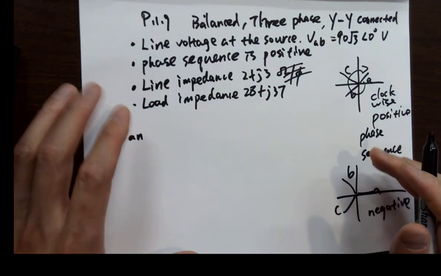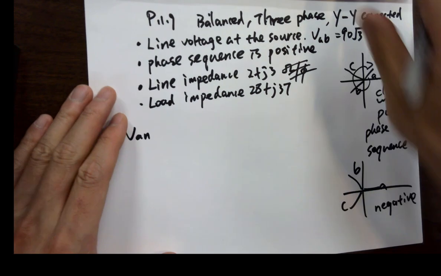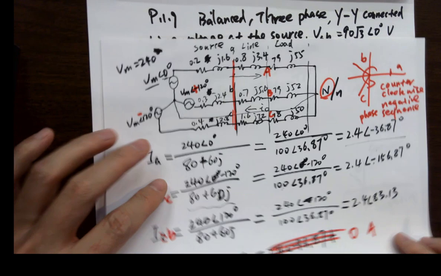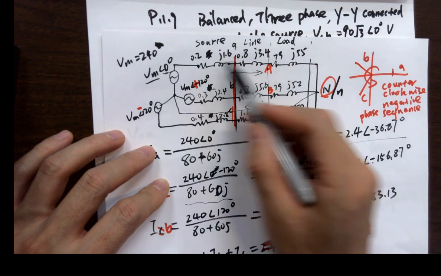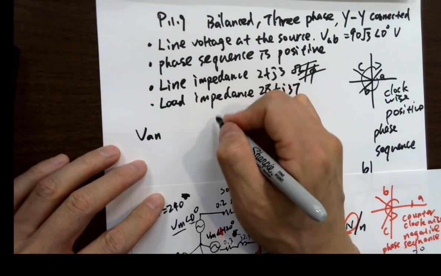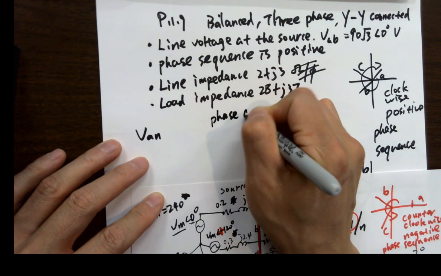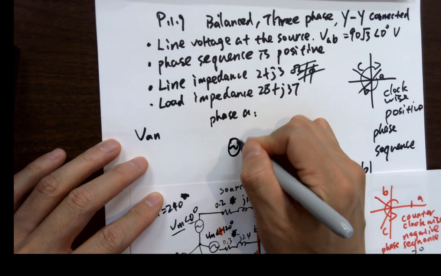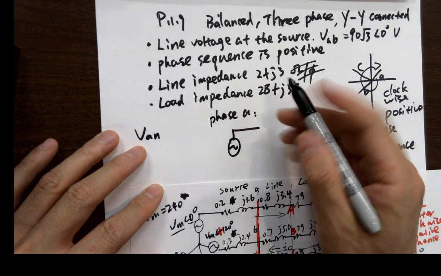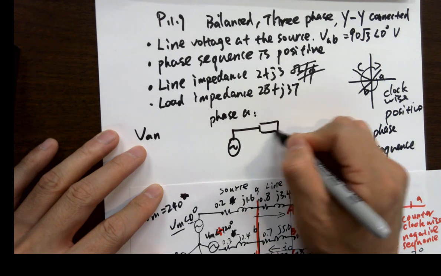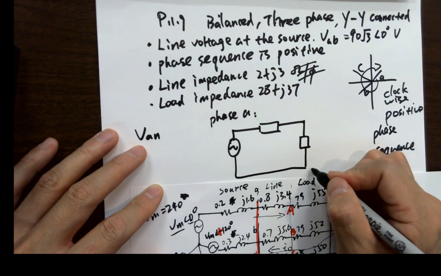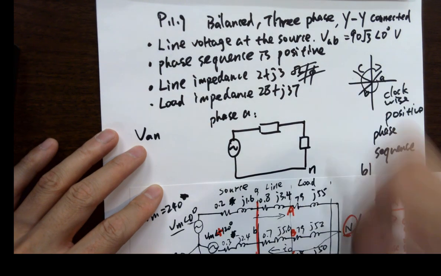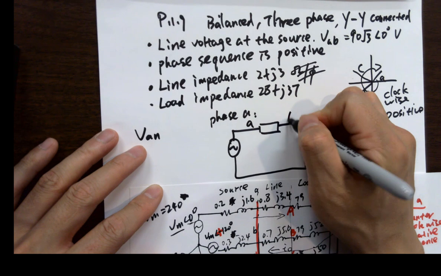Okay, so it's asking for VAN. What is VAN here? You can simplify. One of the techniques you should learn is you can simplify each phase into one circuit. For example, if we draw the phase A circuit here, what does it look like? Line impedance, right? And load impedance. And this is N, and this is capital A.